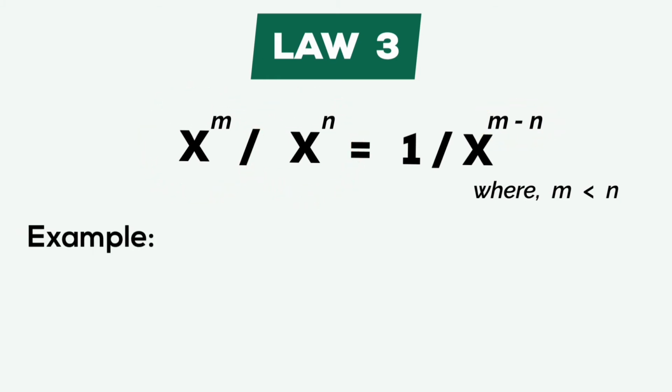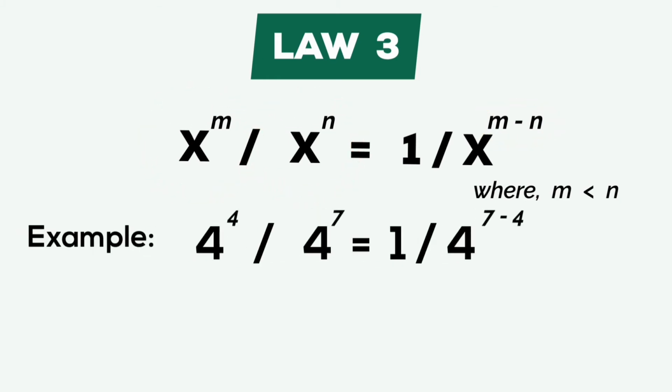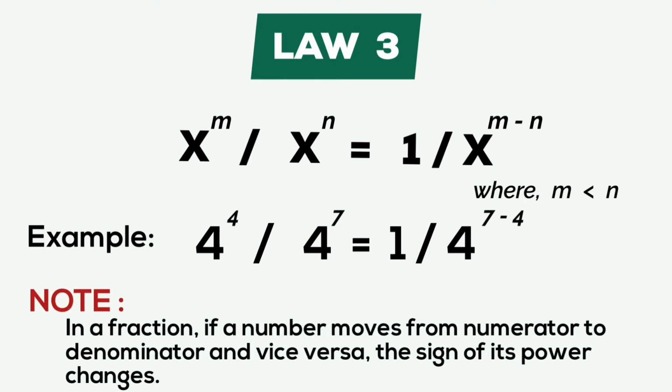For example, if there is 4 to the power 4 upon 4 to the power 7, it can also be written as 1 upon 4 to the power 7 minus 4, that is equal to 1 upon 4 to the power 3.